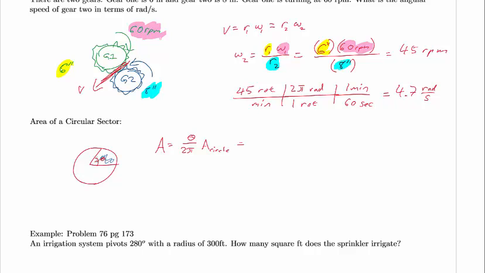Okay, and so, continue on with this. Theta divided by 2 pi times pi r squared. And so we have, pi's cancel. And so we have theta, or we'll do it like the book has it, 1/2 times theta r squared. And there we have it. That is the equation for the area of a circular sector. And so we're going to go on and look at an example.